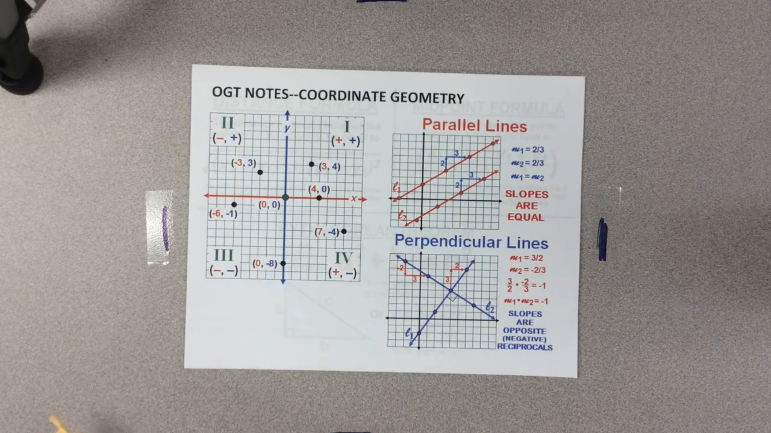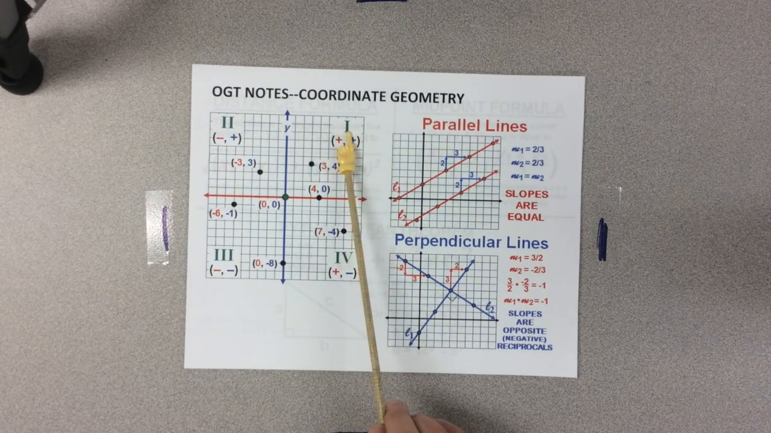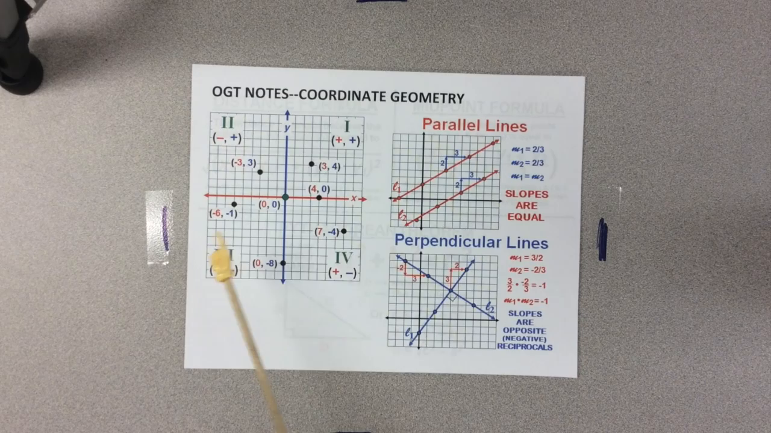And if it comes out that you need to know, remember your quadrants are named in counterclockwise order. Quadrant 1, where everything's positive, then to quadrant 2, then to quadrant 3, then to quadrant 4.